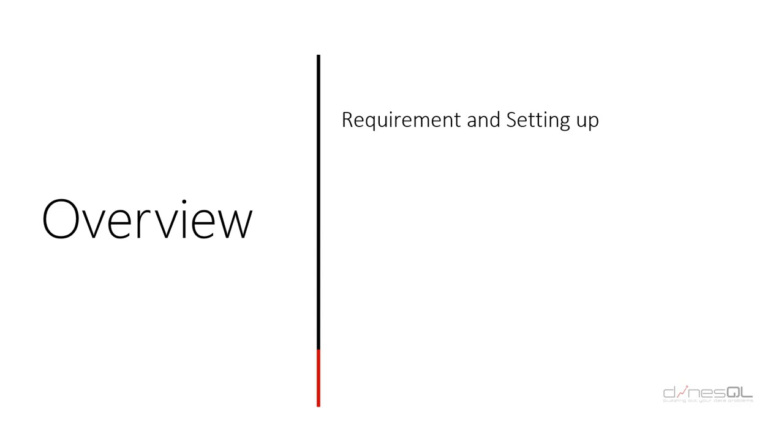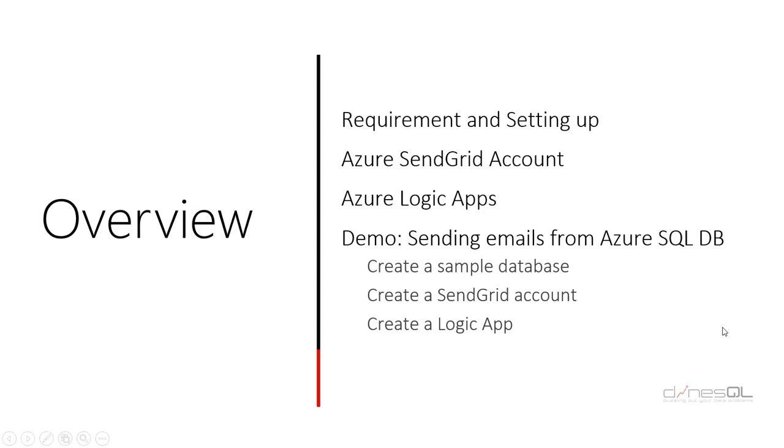I'll quickly show you the things I have added to this video. So we'll be talking about the requirement, and then let's see how we can set up the environment using other services for sending emails through Azure SQL database. Since we are going to use two services, one is Azure SendGrid account and the other is Azure Logic Apps, let's spend a couple of minutes on those two. Next is a demonstration, so I'll be creating a small database for testing all of these things, and then I'll show you the way of creating an Azure SendGrid account, and then the way of using Logic Apps for sending emails, in response to a certain operation related to your Azure SQL database.